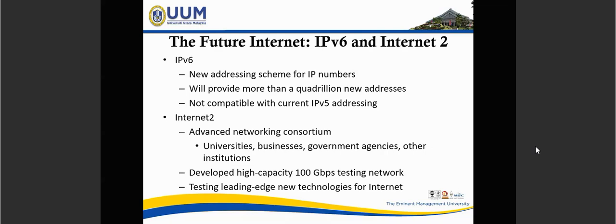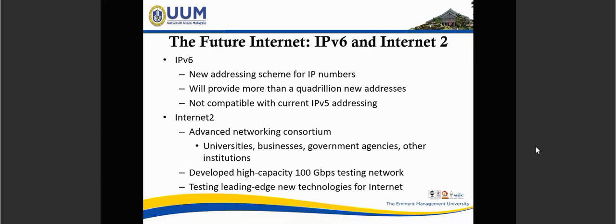IPv4 cannot do that. Now we have IPv6. IPv6 can help to connect things to the internet. Why? Because IPv6 provides more than a quadrillion new addresses. But IPv4 provides billions of addresses, not enough. This IPv6 provides quadrillions.